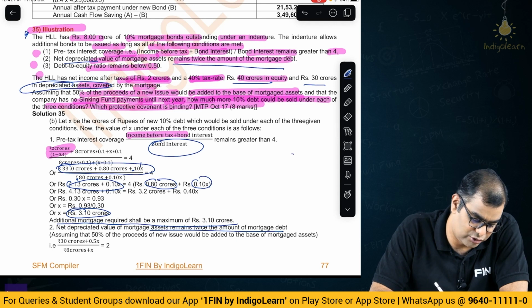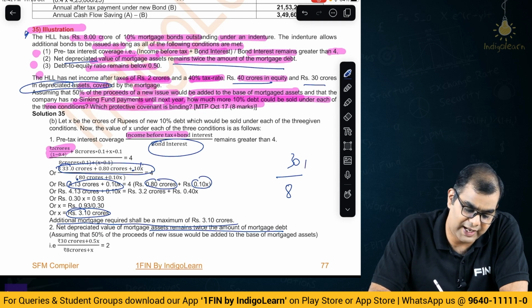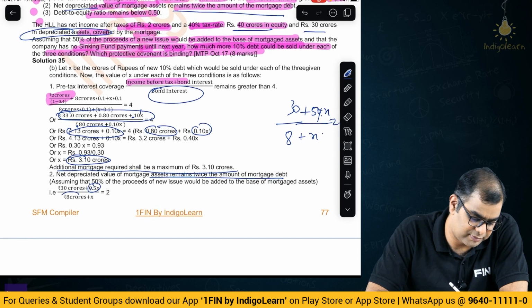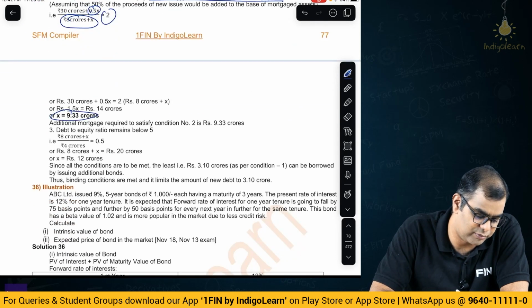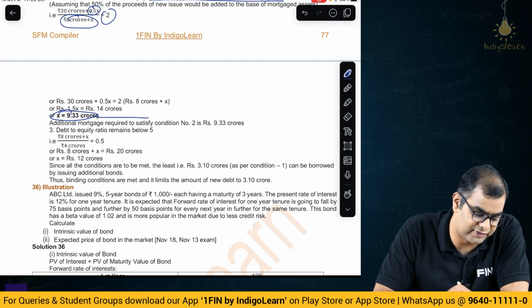So 30 is the numerator and the existing denominator is 8. You can add 50% of a new loan to the numerator, and that entire new loan gets added to the denominator, such that this ratio is a maximum of 2. So (30 crores plus 0.5x) by (8 crores plus x) is equal to 2, and you solve for x. You get a value of x as 9.33. You can take an additional loan of 9.33 crores without breaking this covenant.